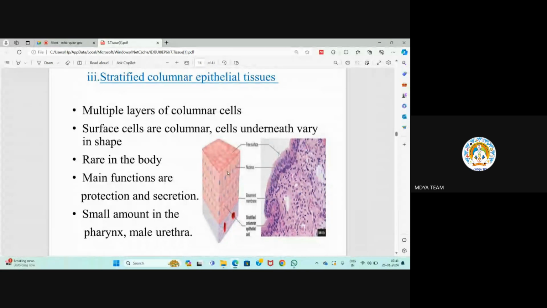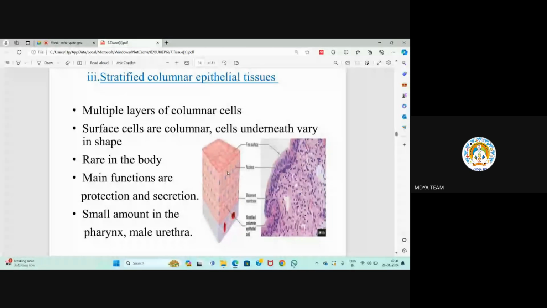So, what I was talking about, multiple layers, and the outermost layer of this stratified columnar epithelial is columnar, but beneath the outer layer, cells may vary in shape. Main functions are protection and secretion, very similar, and they are found in very small amounts in our body. In which areas can they be found? They can be found in the pharynx and male urethra.